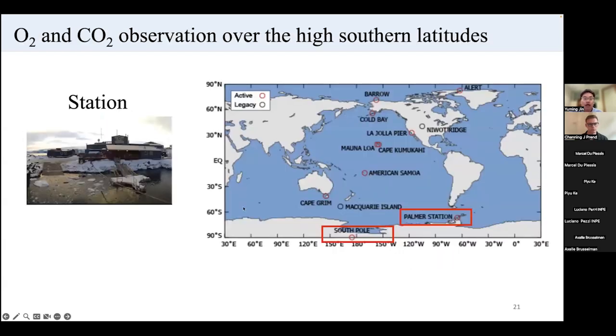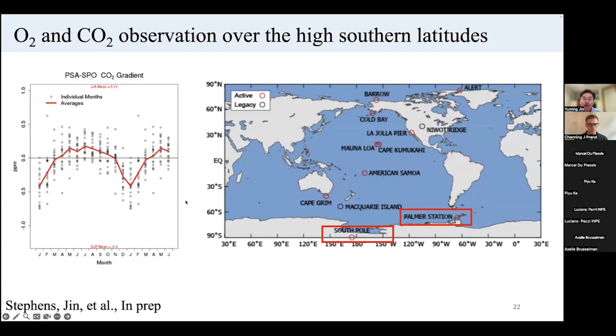So I want to first show the observation at 2 Southern Hemisphere stations, Palmer Station and the South Pole. These 2 data provide one evidence from the atmosphere that the air-sea CO2 flux is driven by a non-thermal signal. So the left figure here shows you the CO2 gradient between Palmer Station and the South Pole, and it is calculated as Palmer Station minus South Pole. Each point here is the transient monthly mean gradient, and the spread gives you the interannual variability. The red line connects multiple year average for each month, and you can see a negative gradient in the Austral summer, December, January, and February.